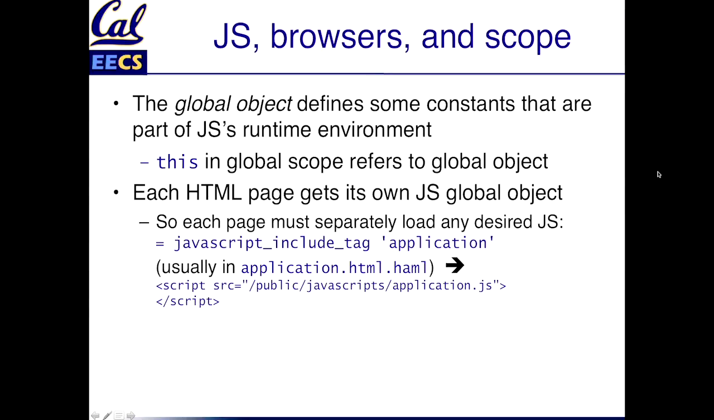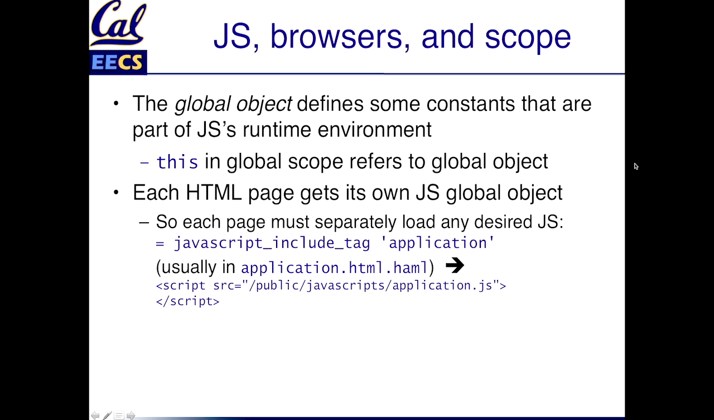In the case of the browser, one of the things the global object defines, and in particular the value of this, is the top-level object representing the document that got loaded. And access to all of the JavaScript API essentially is through that global object. Each page that is loaded in the browser gets its own copy of the global object. So for all practical purposes, those pages are all separate. That also means that any JavaScript that you want to have executing has to be loaded for every page that would possibly need it. And as usual, Rails has a nice way to help you out with this.